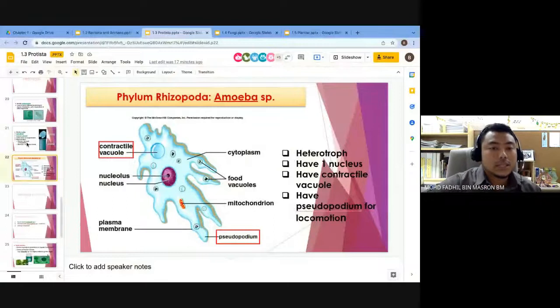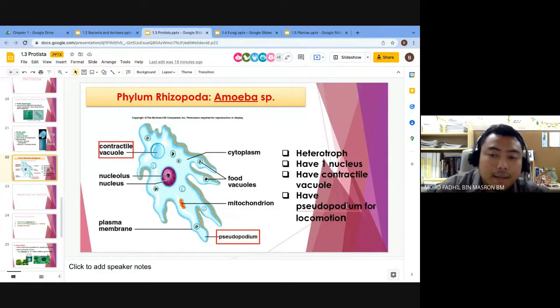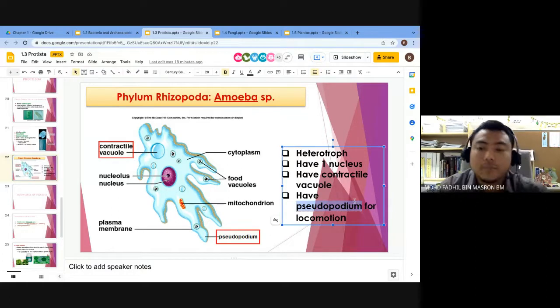Okay, so ciri-ciri phylum Rhizopoda ni mudah je. Dia adalah heterotroph, hanya ada satu nukleus. Amoeba ni ada contractile vacuole dan dia pseudopodium form movement. Maksudnya bila dia bergerak menggunakan cara pseudopodium, kita akan masukkan dalam phylum Rhizopoda.